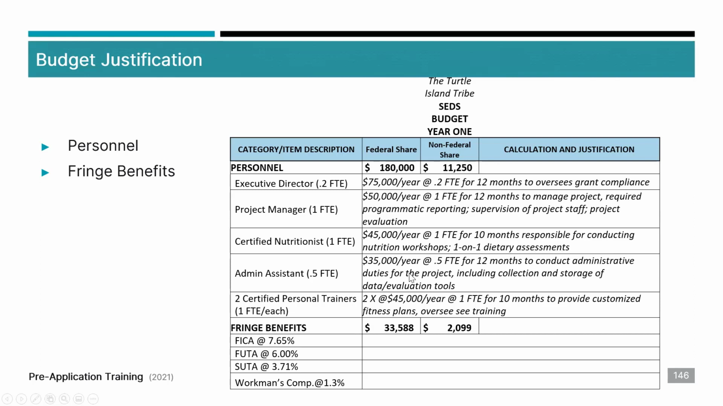Same for the admin. This is a person that's at half-time for 12 months, and we gave a brief description of their responsibilities, and the same for the 2 personal trainers. Again, they were hired 2 months into the project, so you're only requesting 10 months of their salary. The fringe benefits, you don't really need an explanation here. They're all required. They're all pretty standard. An explanation here isn't necessary.